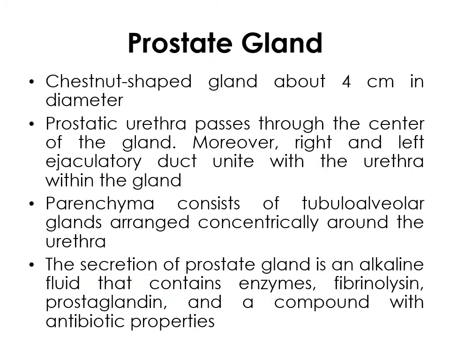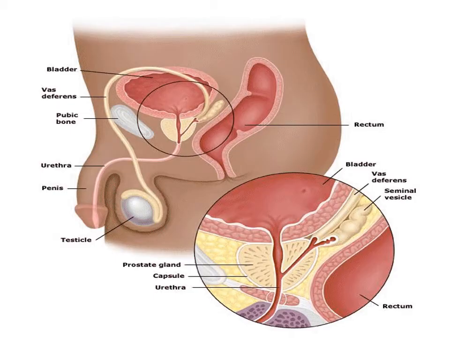The prostate gland is a chestnut-shaped gland about 4 centimeters in diameter. Its secretion is an alkaline fluid that contains enzymes, fibrinolysin, prostaglandins, and compounds with antibiotic properties. This is the prostate gland.